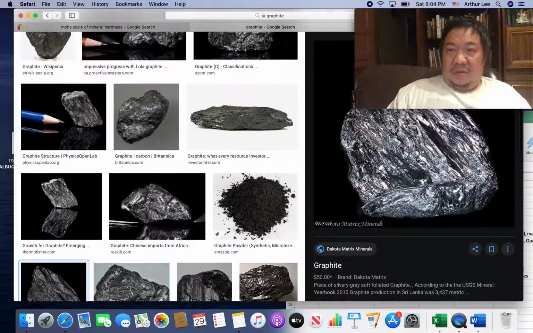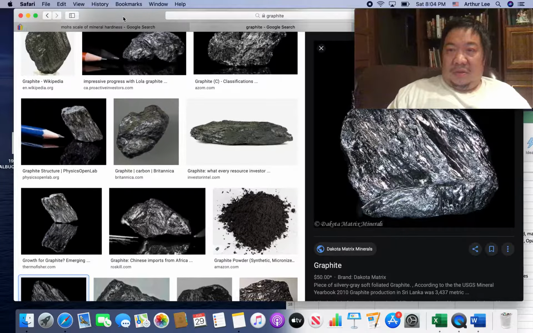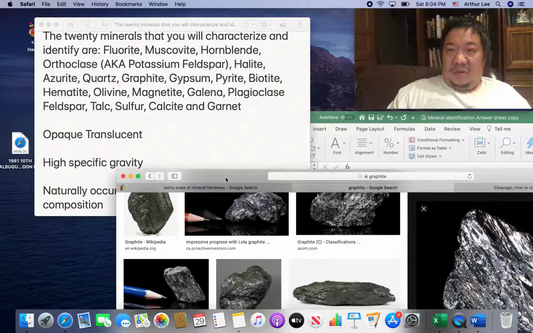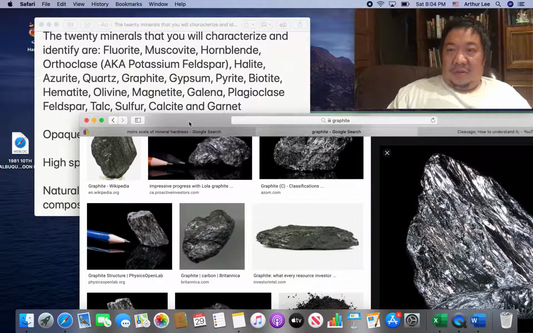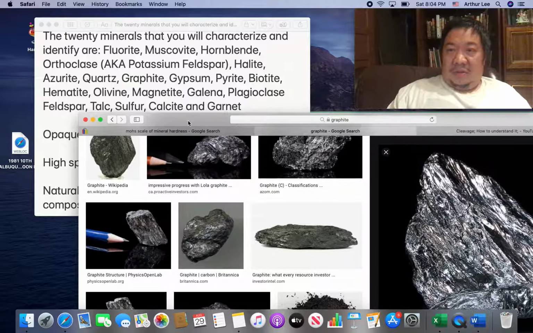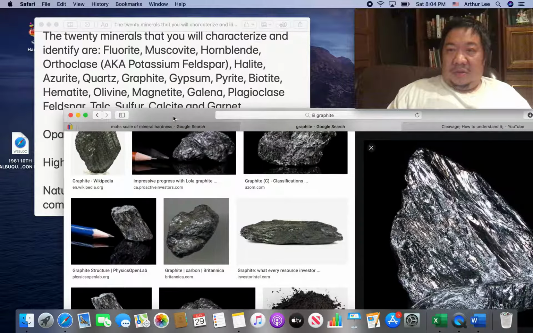It's opaque. Graphite. Quartz, by the way, what is it used for? It's used to make computer chips and glass. All your windows are made of quartz.